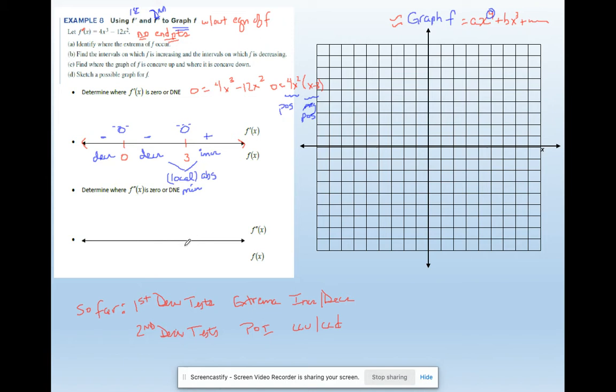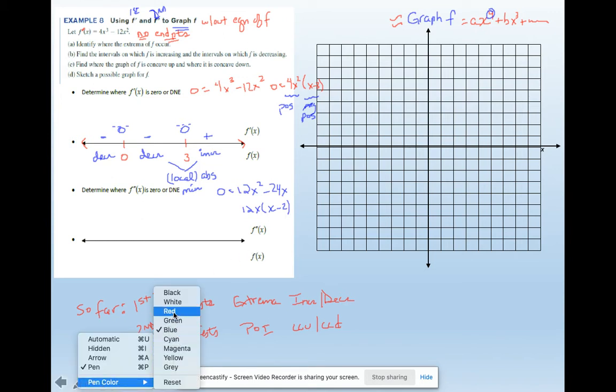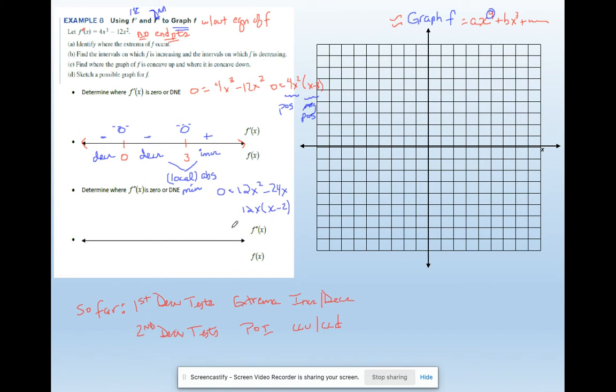So let's go on to our second derivative. What is the second derivative? And set it equal to 0. The two x's that make the second derivative equal to 0 are 0 and 2.